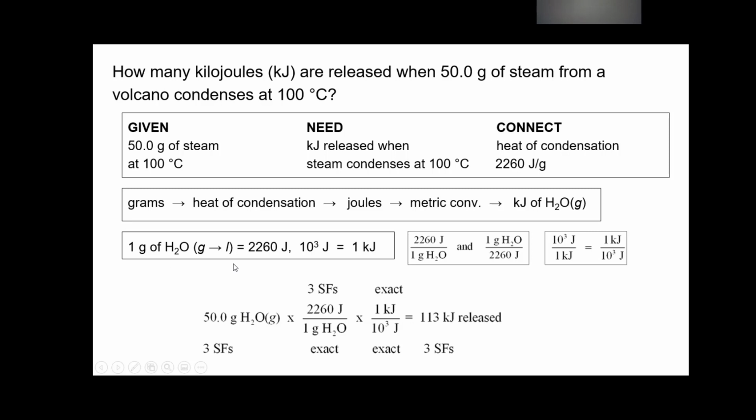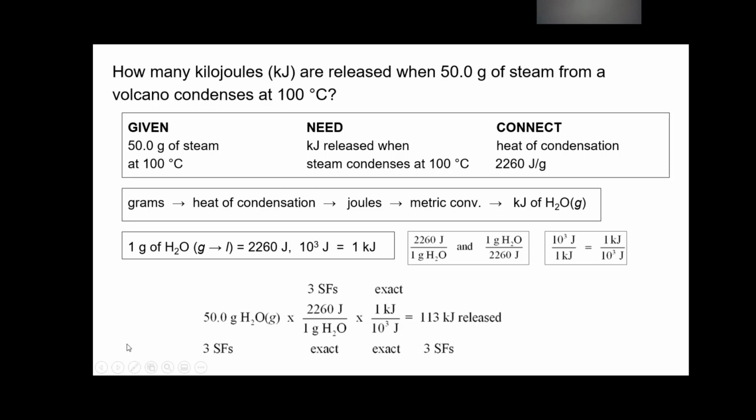So let's pull out our conversions. We have 1 gram of water that goes from gas to a liquid. So it's condensing the steam back into a liquid form. And that is 2260. So this is 1 gram of water, and the energy is 2260 joules. Then we need the conversion for the metric of joules to kilojoules, and know how to set them up and which one we're going to use.